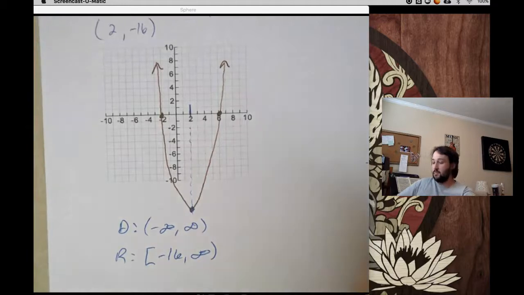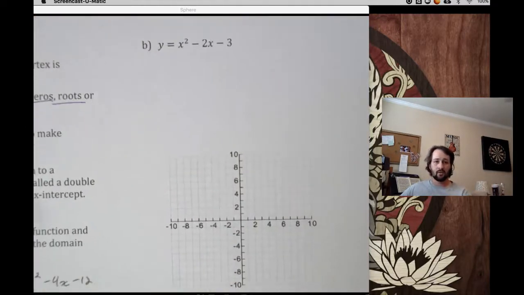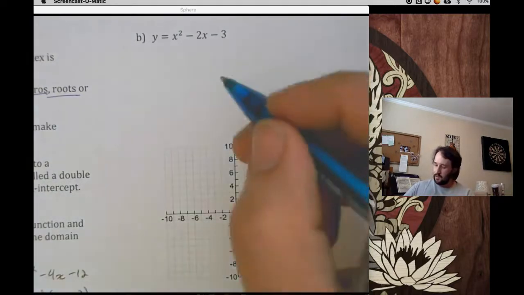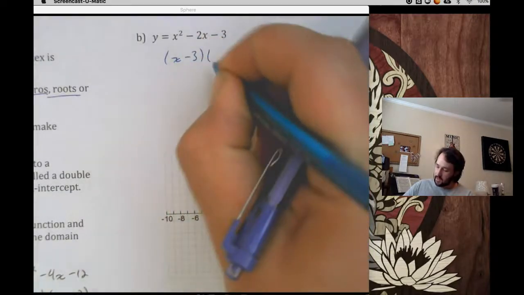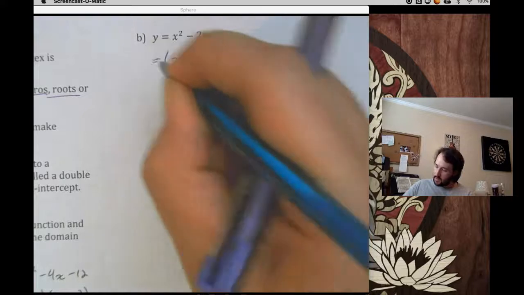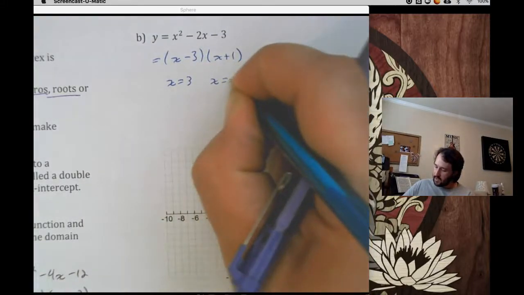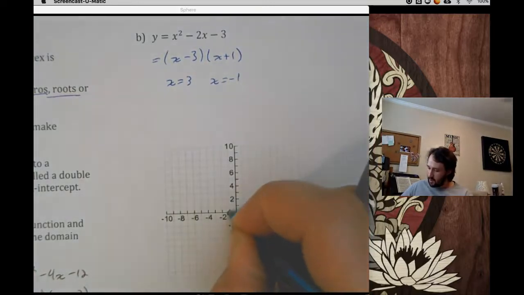All right, moving on. So here, let's go ahead and try to find the x-intercepts first, and I'll show you how you can use that to find your vertex. So if I try to factor this, this would be x minus 3, x plus 1. So I would have an x-intercept at 3 and an x-intercept at negative 1.